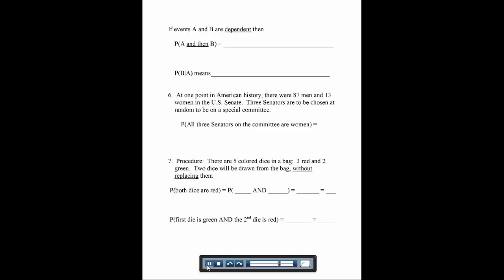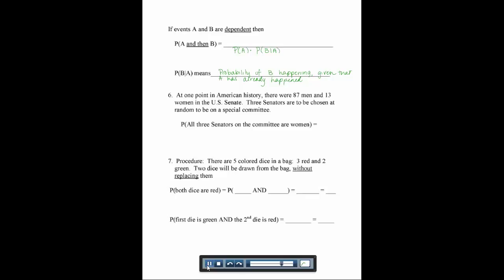and so whatever happened the first one has changed the probability the second time. So now if 2 things are dependent, then the probability of A and then B is the probability of A times the probability of B given A. And B given A means that we want to find the probability of B happening, given that A has already happened. Okay, so we're going to assume that A happened and then find the probability that B happened.